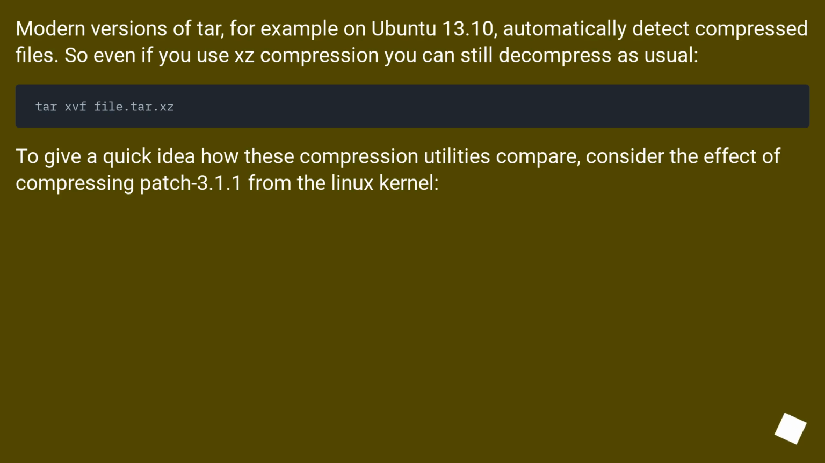Modern versions of tar, for example on Ubuntu 13.10, automatically detect compressed files. So even if you use xz compression, you can still decompress as usual. To give a quick idea how these compression utilities compare, consider the effect of compressing patch 3.1.1 from the Linux kernel.